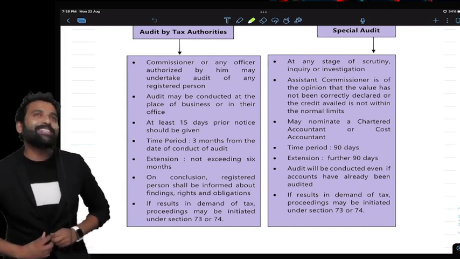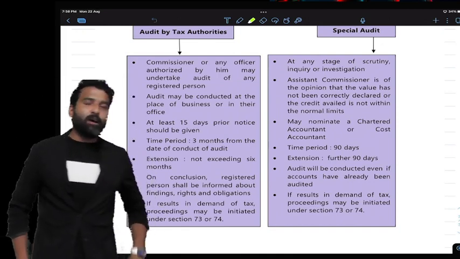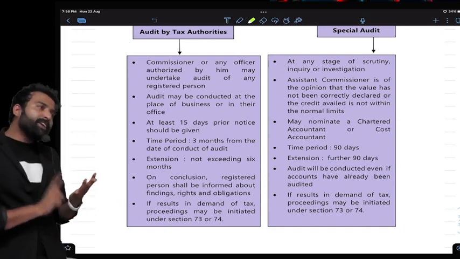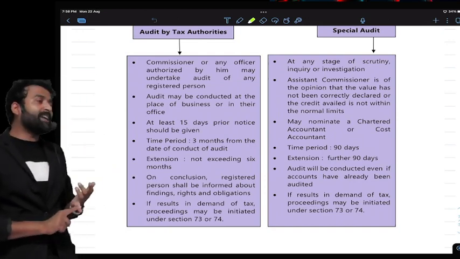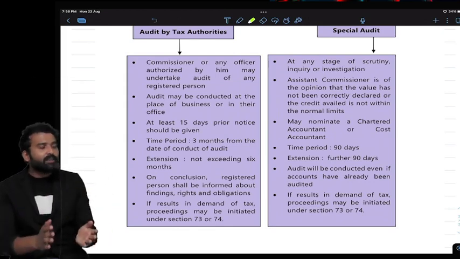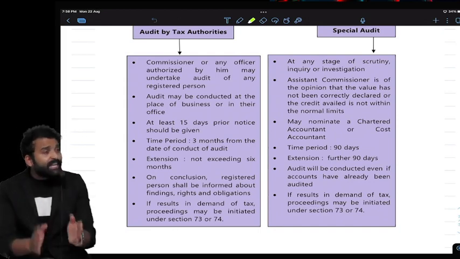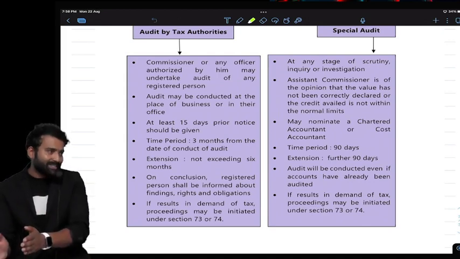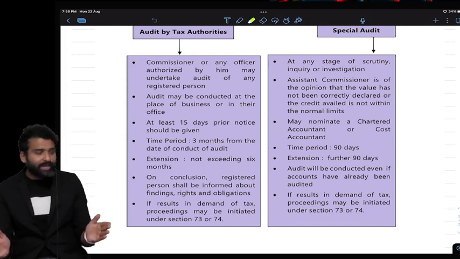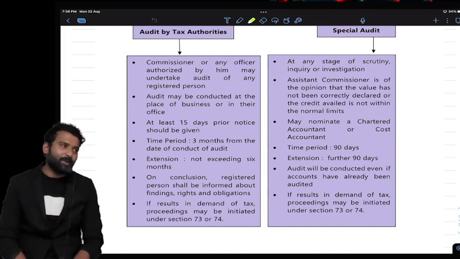Actually, the role of the third party is negligible. The work of the third party is just to provide the books of account. The auditor will be nominated by the department. The fee will be paid by the department, and the audit will be ordered by the department only. The auditor, the chartered accountant or the cost accountant, will go to the registered premises of the taxpayer. They will do the audit like the tax authorities. They have the power like the tax authorities. They can ask for the books of account and the documents, and then they will report to the department only. The fee will also be received from the department only.